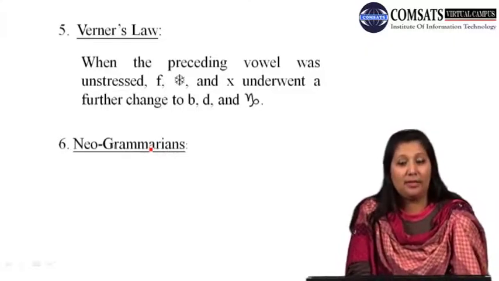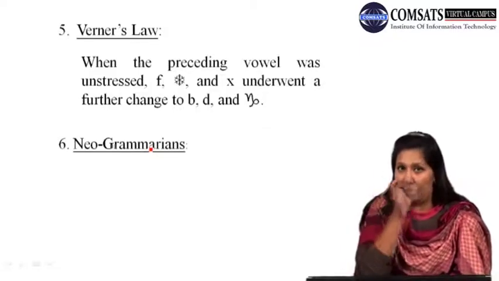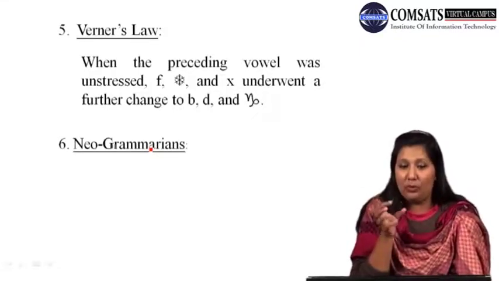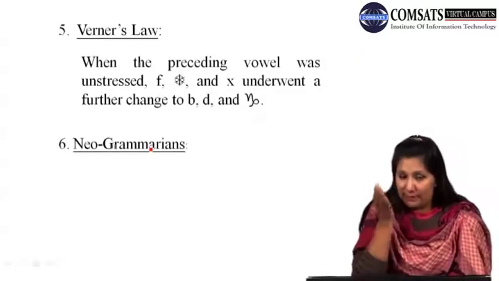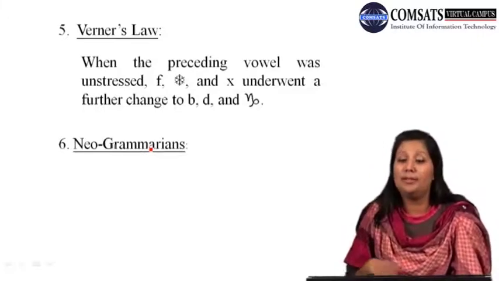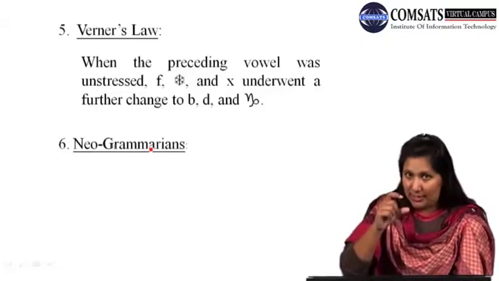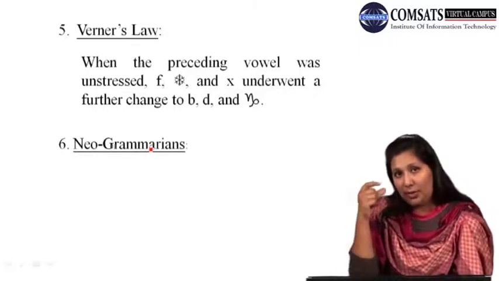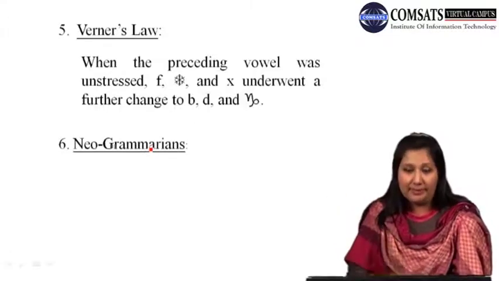Werner's law is when the preceding vowel was unstressed, when it is not stressed, when emphasis is not put on it, f and z underwent a further change to b and d. For example, if there is an unstressed vowel that comes before the consonant f, it changes to b, d, and g.